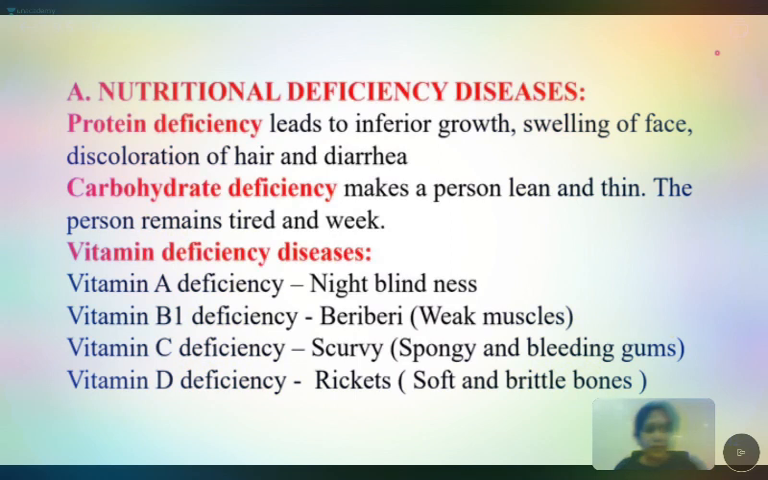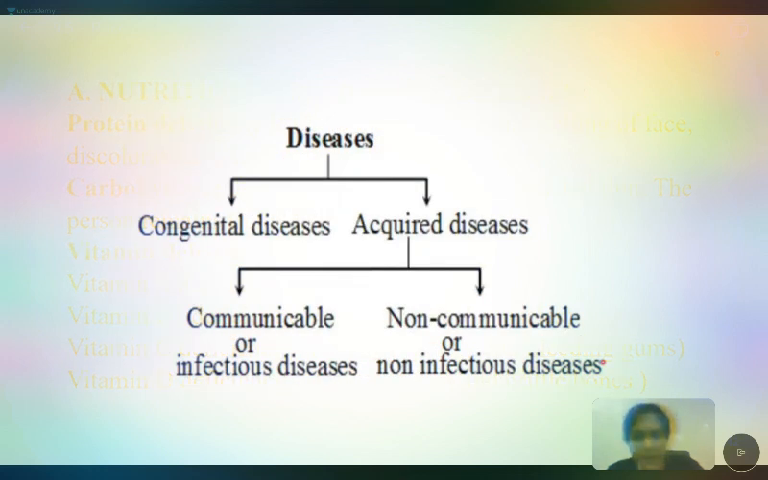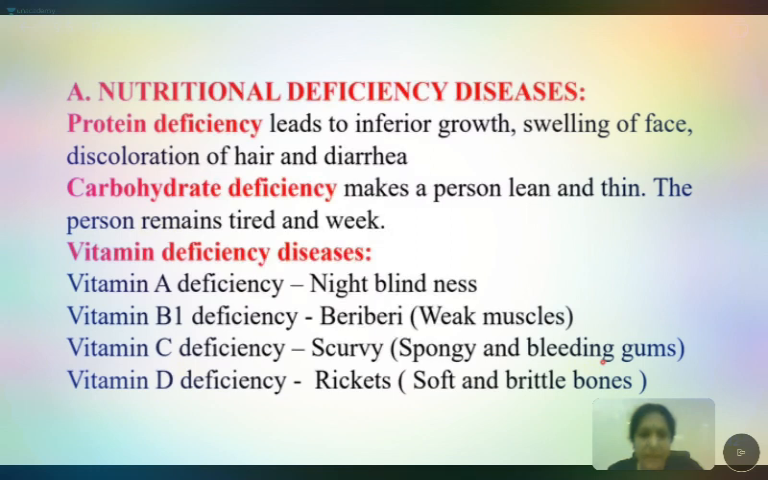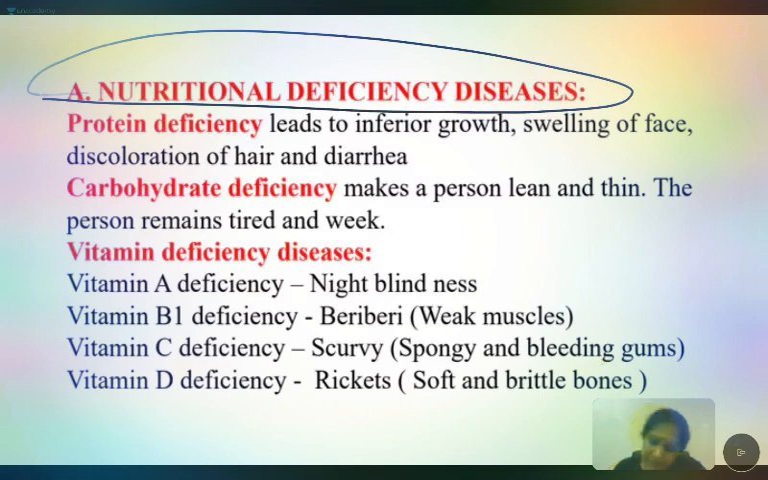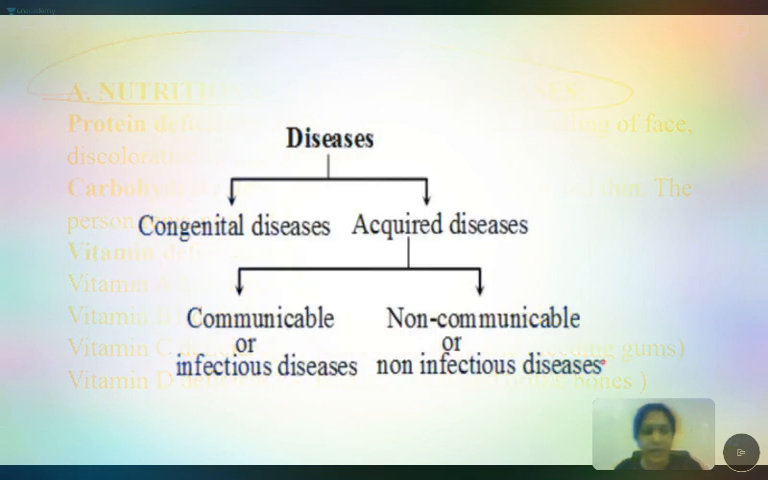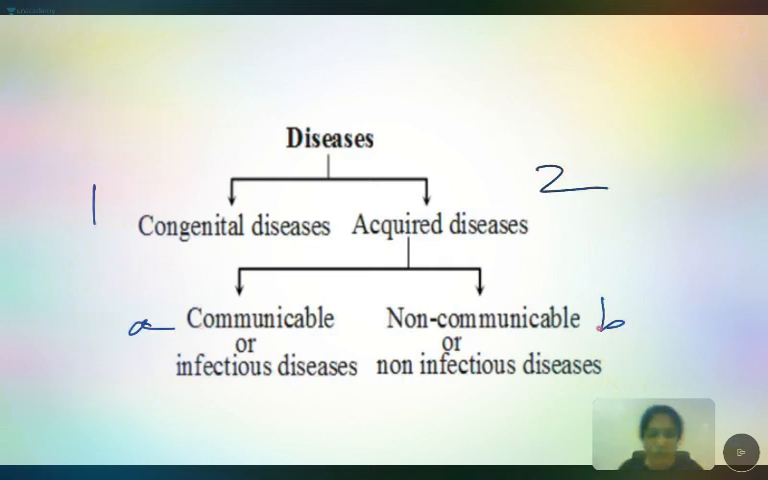now we are going to see some details. In these details, you should be able to place them in any one of these categories. For example, nutritional. Here I have given nutritional deficiency diseases. Now place nutritional deficiency diseases in any one of them: 1, 2A, 2B. Yes, 2B: acquired, non-communicable. Like that.